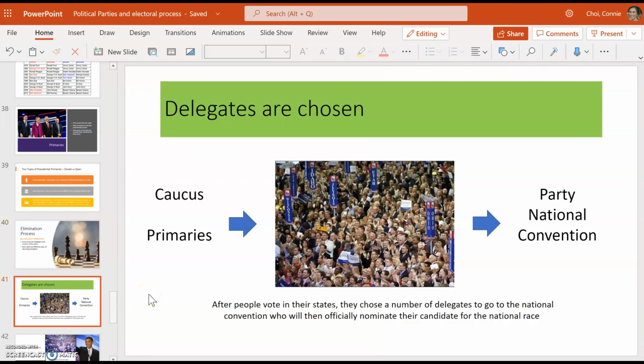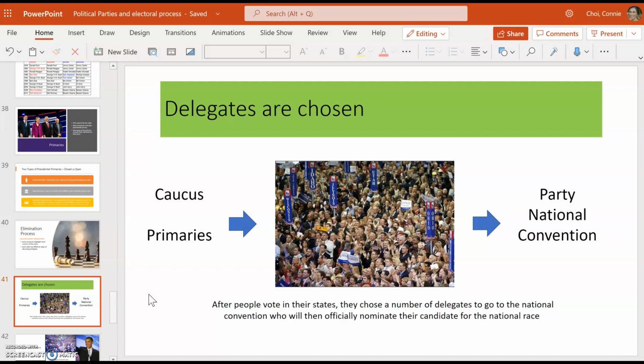Now, delegates. In a general election, we have something called a national convention, which basically kickstarts the general election between the chosen Democrat and the chosen Republican to run against each other. In order for it to kickstart, each state sends delegates to these national conventions. These delegates are chosen based on the primaries.